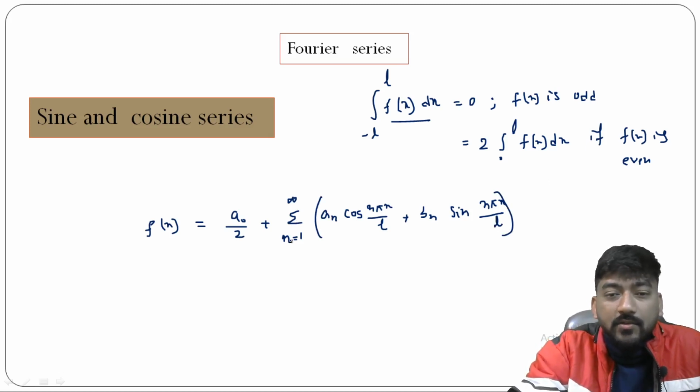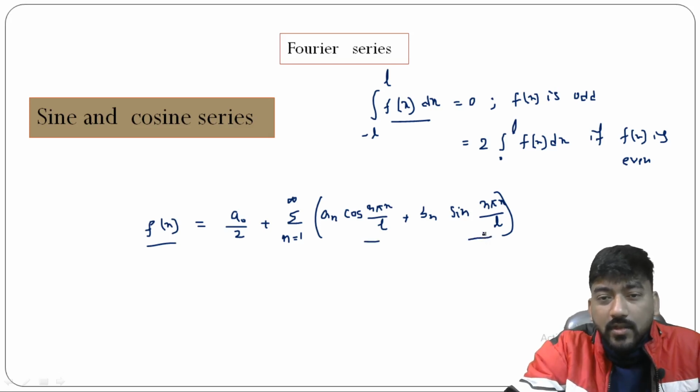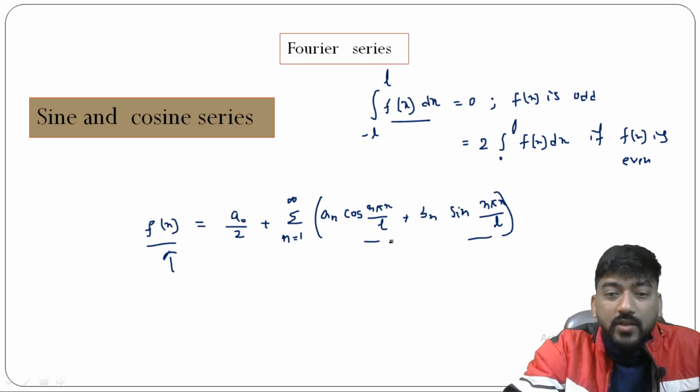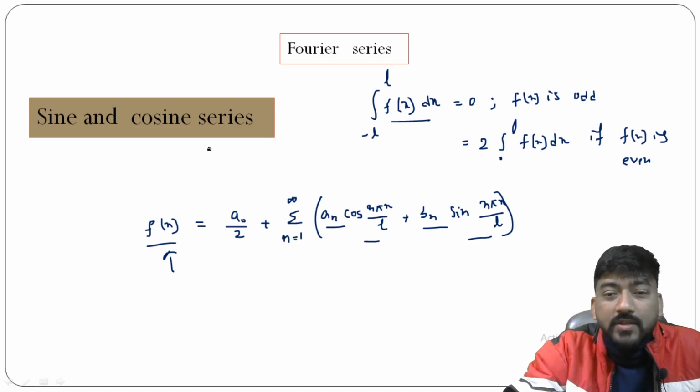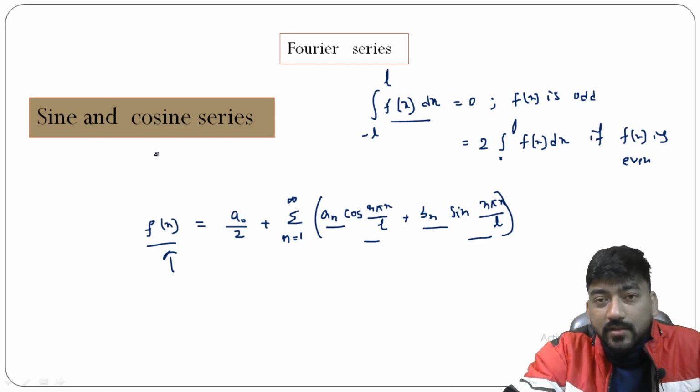But you can see the Fourier series is in terms of both sine and cosine. Any periodic function f(x) can be expanded in terms of sine and cosine series. But what we want to do here is either a sine series or a cosine series. That means either an is equal to 0 or bn is equal to 0. In that case you will get a Fourier sine series or cosine series. Let me discuss with you how we will get this.